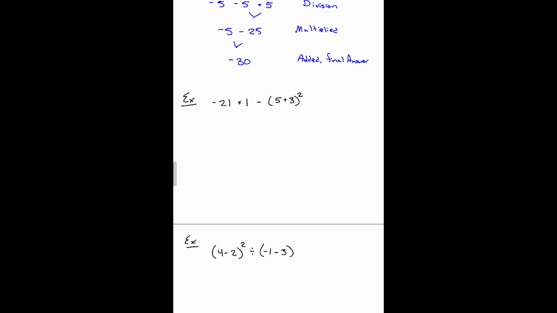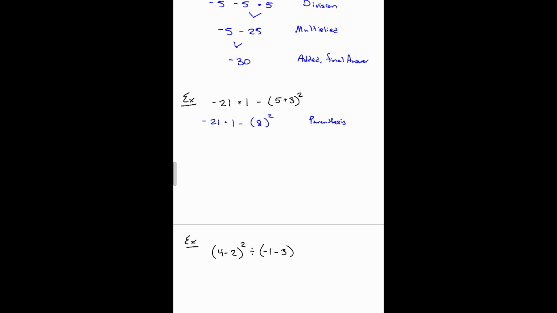All right, so for this problem, we do have parentheses. So we need to simplify the parentheses to a single number. So we have 5 plus 3, which in this case, inside the parentheses would be 8. So we're going to bring everything down for the ride. Okay, so we took care of the parentheses.